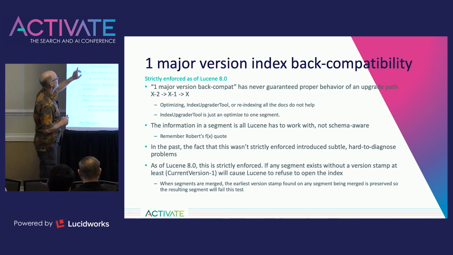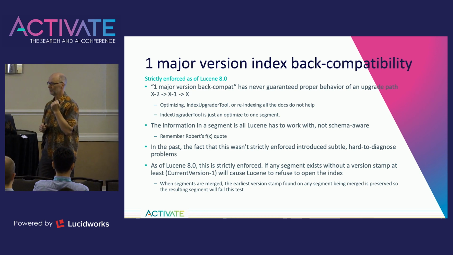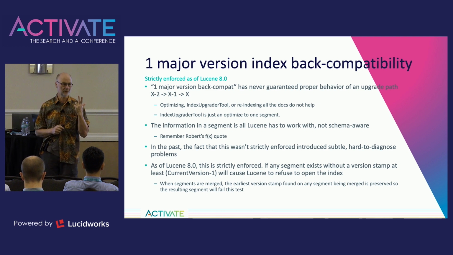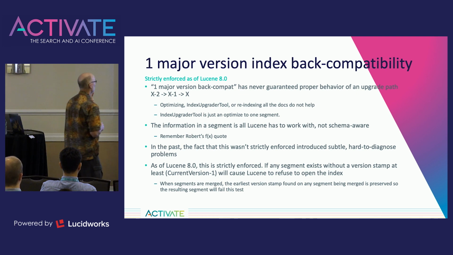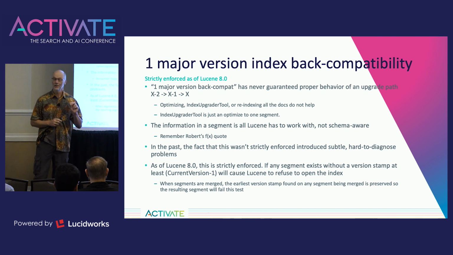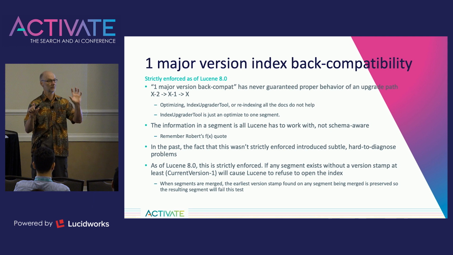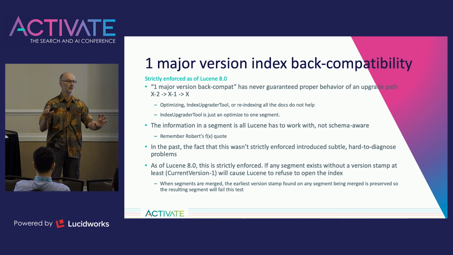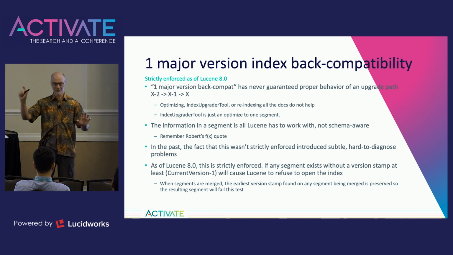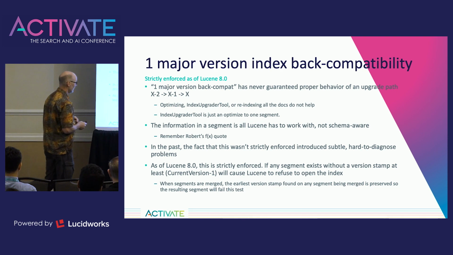The guarantee has always been one major version back compatibility. Lucene 6 can be read by Lucene 7, Lucene 7 by Lucene 8, etc. What has never been formally supported, and no attempt has been made to support it, is Solr 6 reading a Lucene 4 index, or Lucene 7 reading 5, etc. Anything x minus 2 or more.